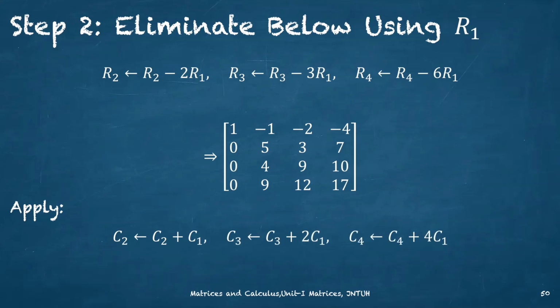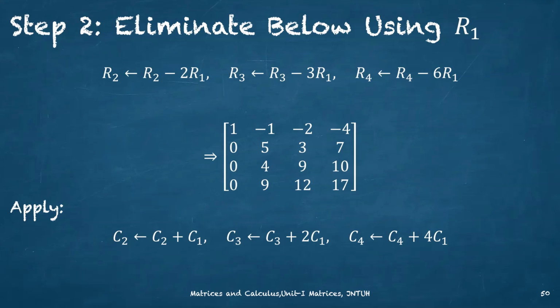Step 2. Eliminate below using R sub 1. In step 2, we use row 1 as the pivot row to eliminate the entries below its leading one. First, we update row 2 by subtracting 2 times row 1. Then, row 3 is updated by subtracting 3 times row 1, and row 4 is updated by subtracting 6 times row 1.